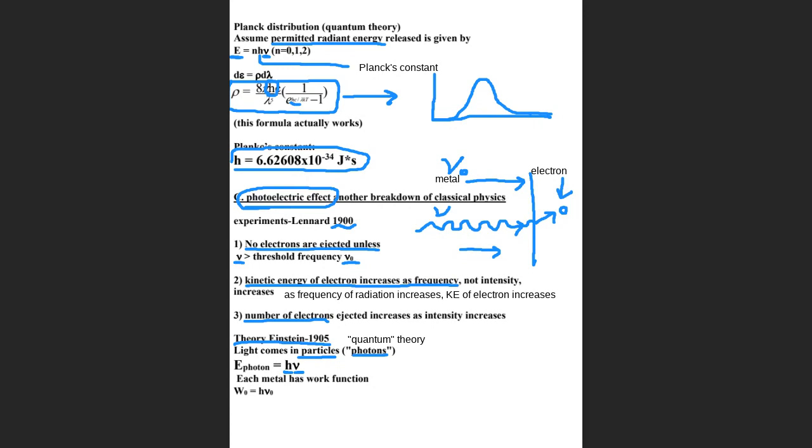How can something with a frequency, how can a little rock have a frequency? Well, we'll ignore that right now. The light has a frequency and it comes in little rocks, and you multiply h by the frequency to get the energy of the photon. Likewise, each metal has a work function. The work function of the metal is the energy required to remove an electron.